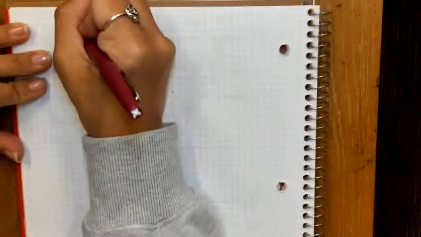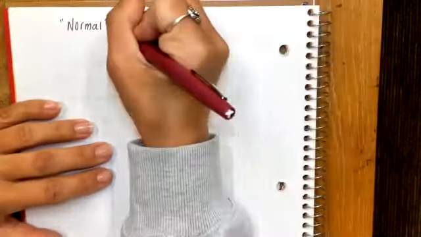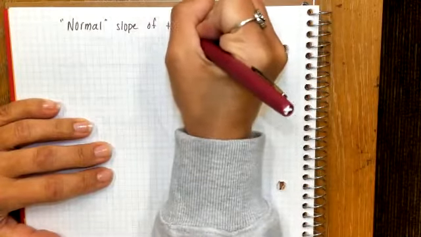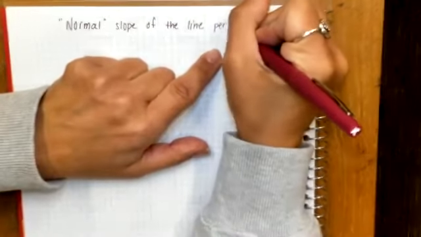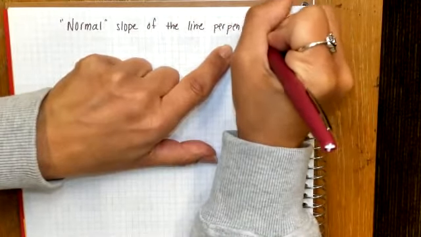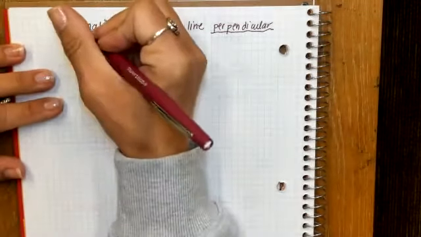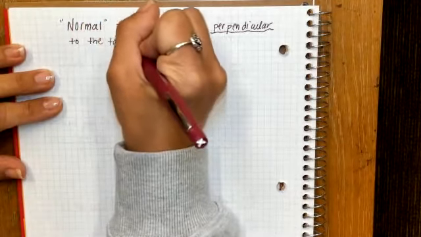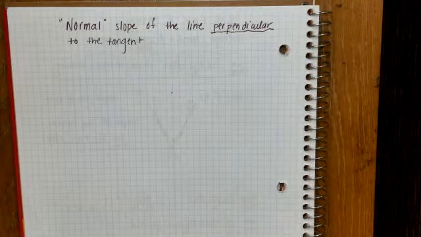The normal is the slope of the line perpendicular to the tangent. So there's the tangent line, and then there is the quote unquote normal line.